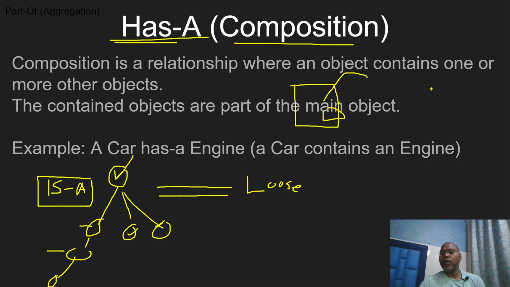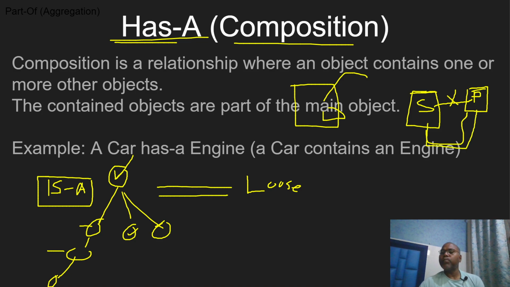Let's say a human being or a student, and this is the pen. One is the student object, one is the pen object. So here, two objects, you want to make a relationship. Can you say a student is a pen? No, we are not going to use an is-a relationship here. So you can say yes, a student has a pen. So this is the has-a relationship.